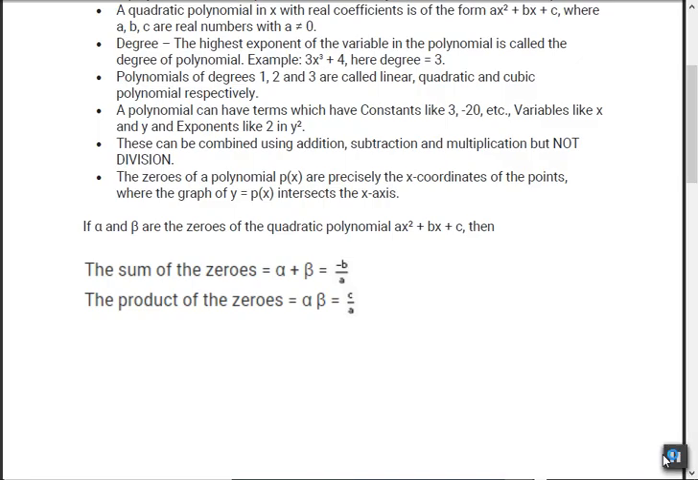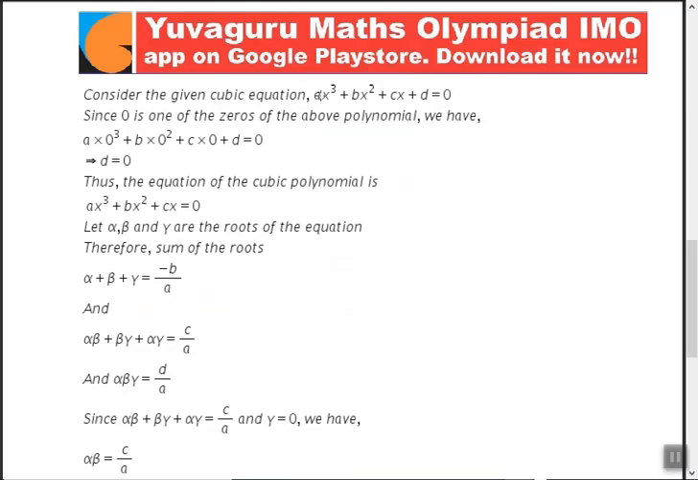Next, now for the cubic equation, ax cube plus bx square plus cx plus d equals 0. Same, nothing different as such. Forget everything else. Remember only these three important parts.